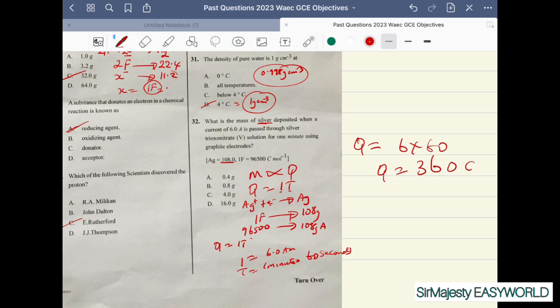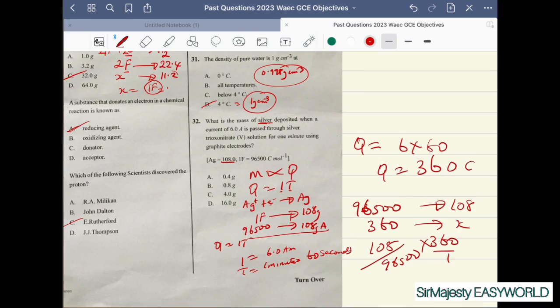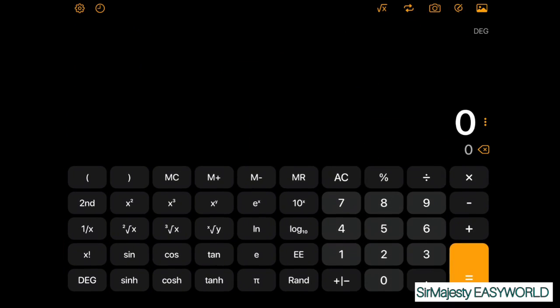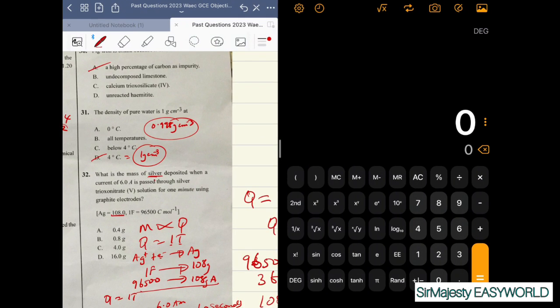We now go back to this fact here and bring it by saying that 96,500 was able to deposit 108 for us. 360 will deposit what? X. 360 will automatically deposit 108 over 96,500 times 360 over 1. Going to the calculator section, we have 108 divided by 965. Okay, let me divide the screen so that I can see what I'm doing.